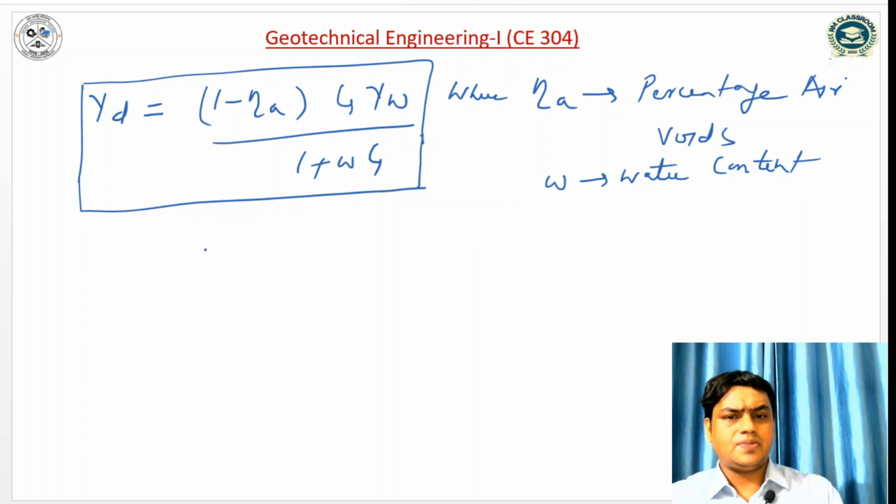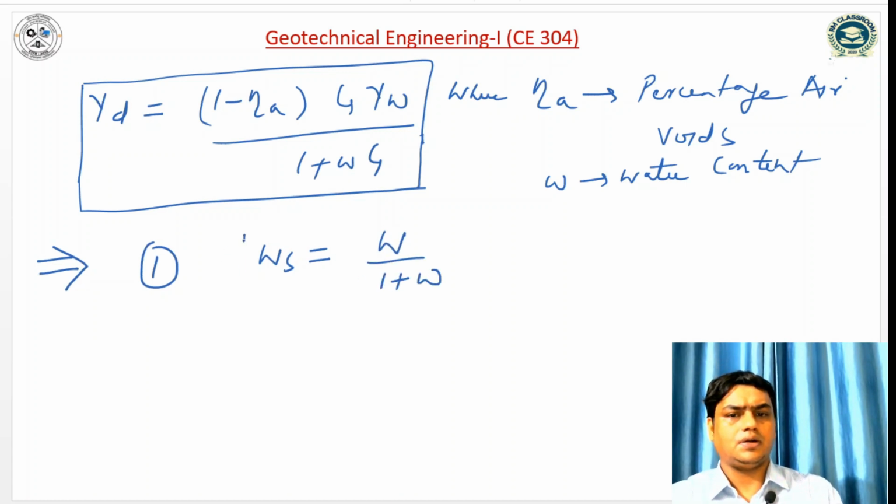So till now I have derived. So if I note or summarize the things, so first formula I have derived that is Ws is equal to W divided by (1 plus w).